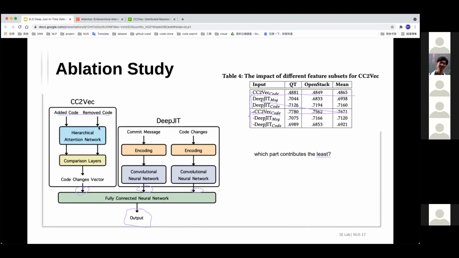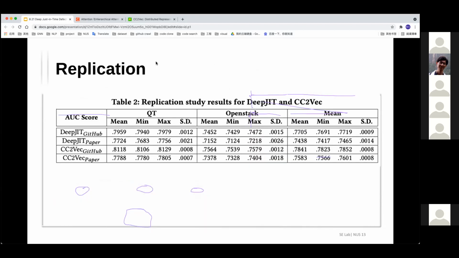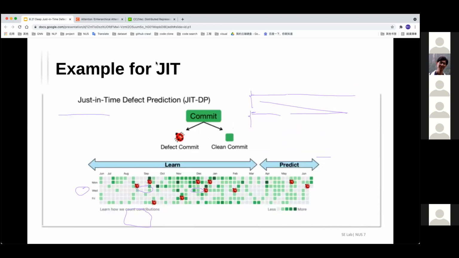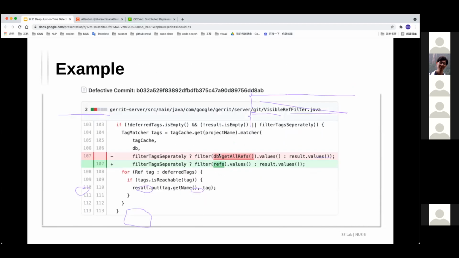So let me make this clear. The code text will be a part of the input of CC2Vec. Not the code text here, I'm just talking about this line. I'm not talking about the context. I'm just talking about the change in the code. The change in the code will be a part of the input of CC2Vec.